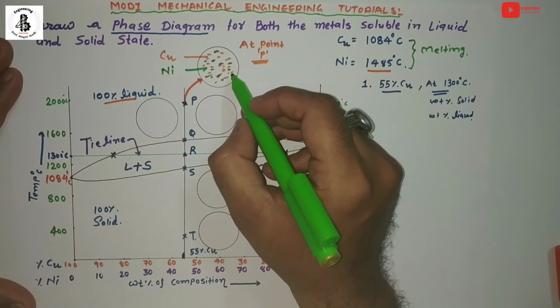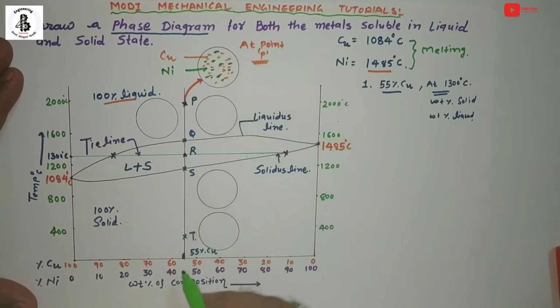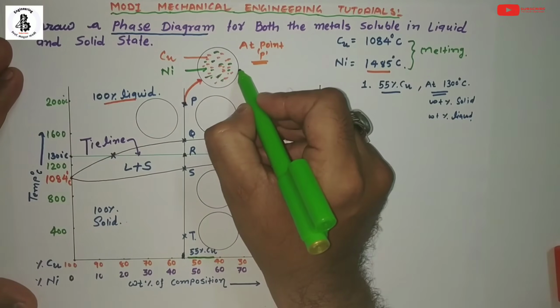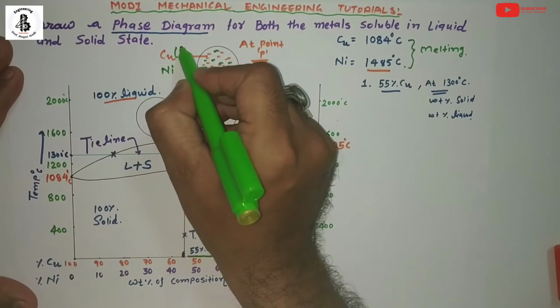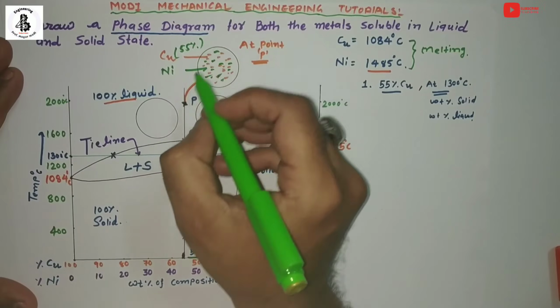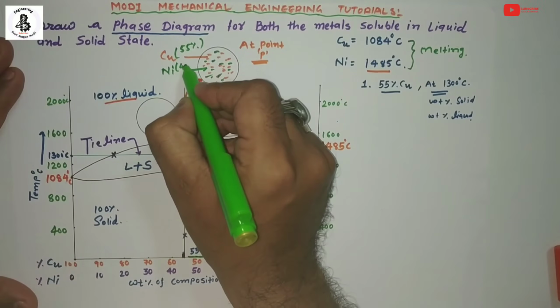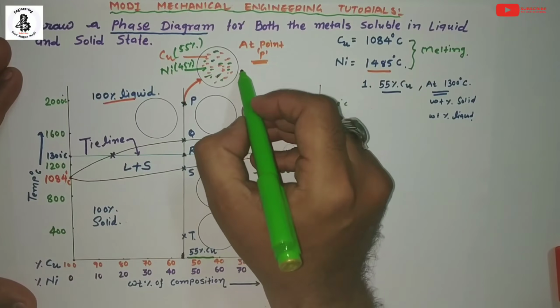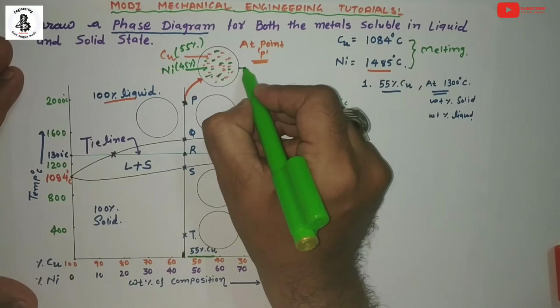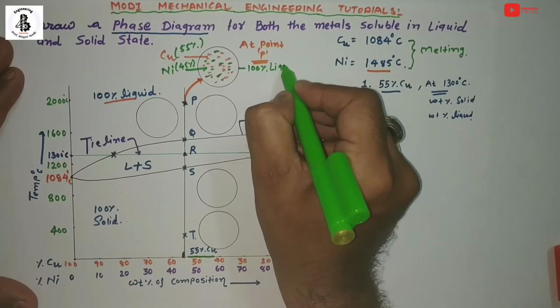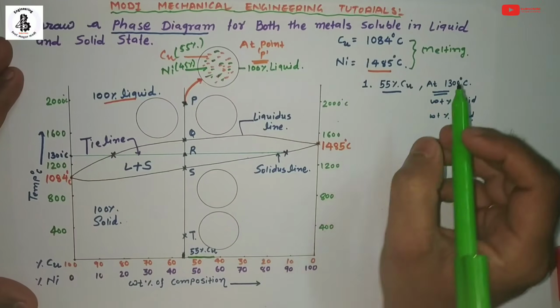And the weight percentage of copper at this place will be around 55%. So here that will be indicated as 55% copper, and the remaining 45% will be nickel, in the form of liquid state. So that will be indicated as 100% liquid at point P.